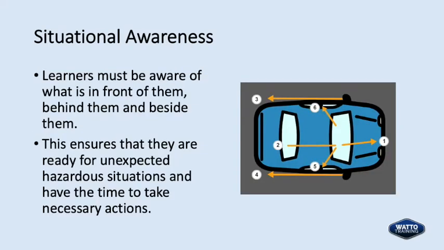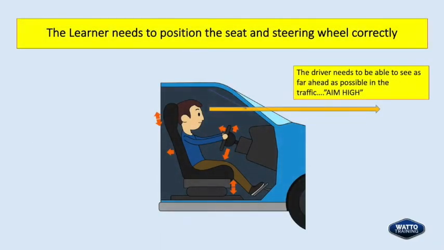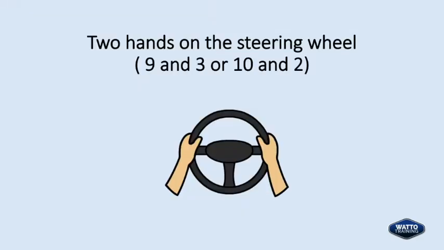Situational awareness. Learners must be aware of what is in front of them, behind them, and beside them. This ensures that they are ready for unexpected hazardous situations and have the time to take necessary actions. The learner needs to position the seat and the steering wheel correctly. The driver needs to be able to see as far ahead as possible in the traffic, aiming high. The learner must keep two hands on the steering wheel, either the 9-3 position or 10-2.